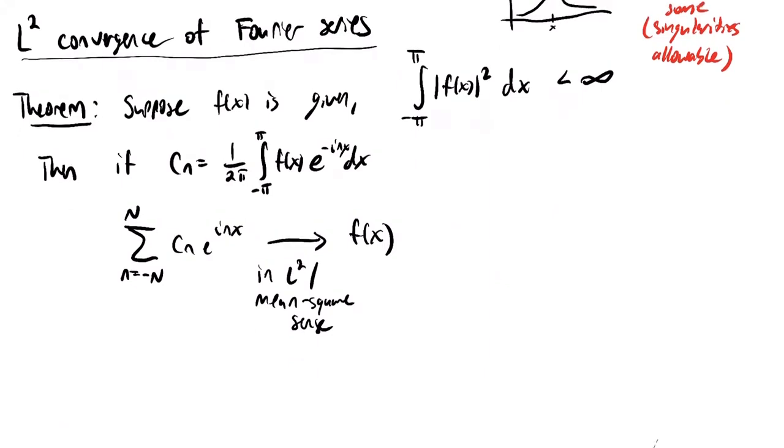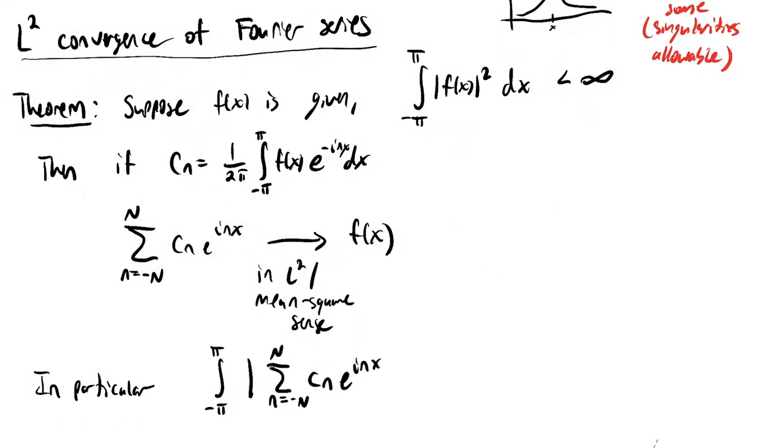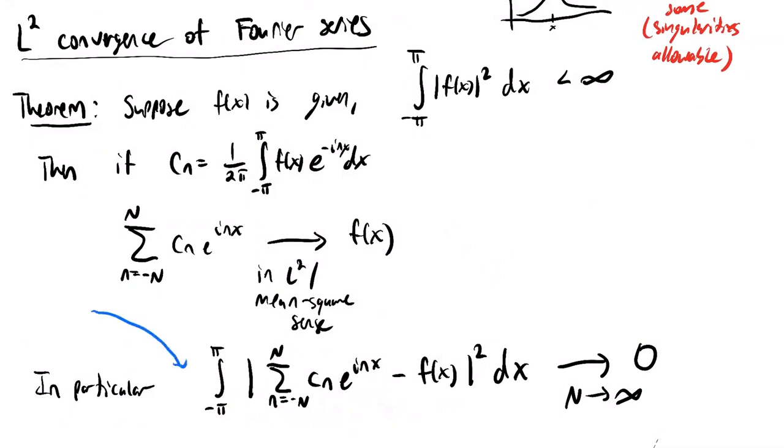And so again, what does this mean, the L2 or the mean square sense? Well, this means that if I integrate from minus pi to pi the difference of these two things squared, this difference squared integrated will converge to 0 as n goes to infinity. And just as a remark, notice that these are complex numbers. We're allowing these coefficients to be complex, and of course these exponentials are definitely complex numbers. And so this absolute value here is really the complex absolute value, which we introduced in a previous lecture.